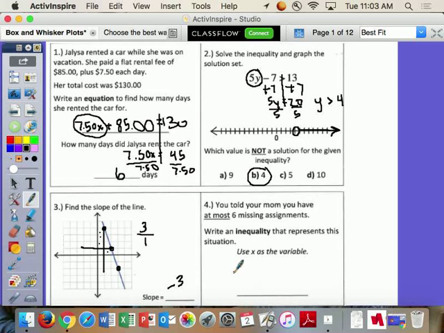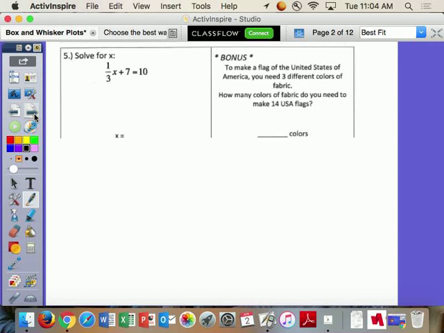You told your mom you have at most 6 missing assignments. At most 6 missing assignments. So we're talking about our missing assignments. At most. So could you have 7? No. So it's definitely less than. Could you have 6? Yes. So your thing should be x is less than or equal to 6.